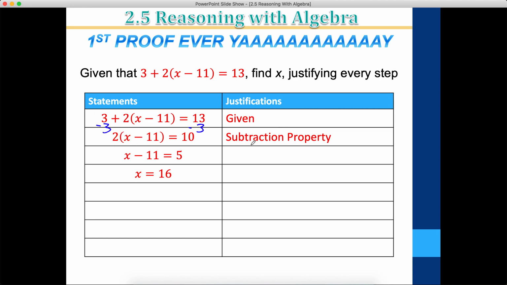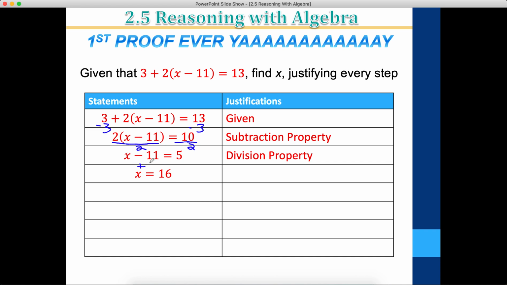You may have distributed first, in which case you'd end up with 2x minus 22 equals 10, and then you would cite the distributive property, and that's fine. But remember that what I did is I divided each side by 2. So dividing each side by 2 nets the third line for us, so I can cite the division property as a justification for how the third line is true, coming from the previous line.